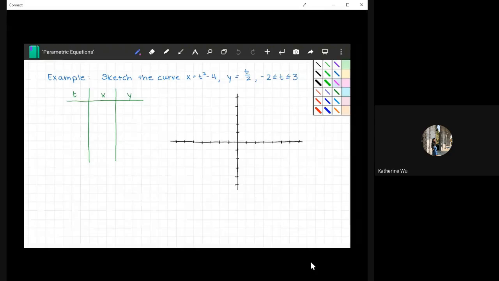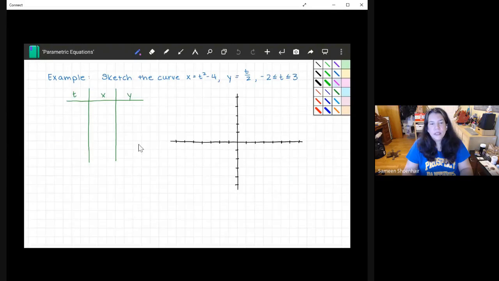Let me go back here. Okay, so let's take a look at these parametric equations right here. We've got x is equal to this and y is equal to this. So what is this going to look like?